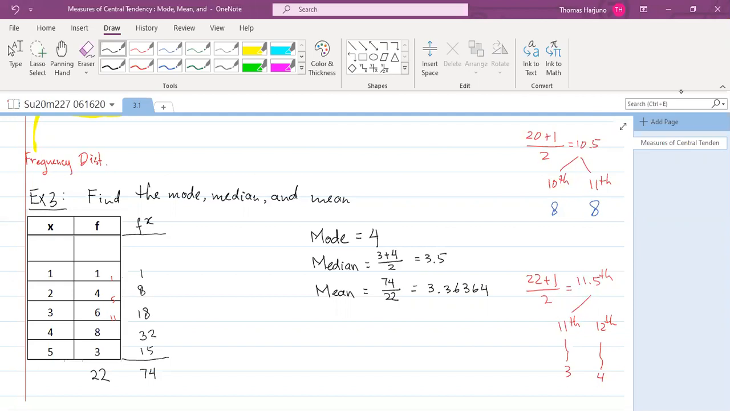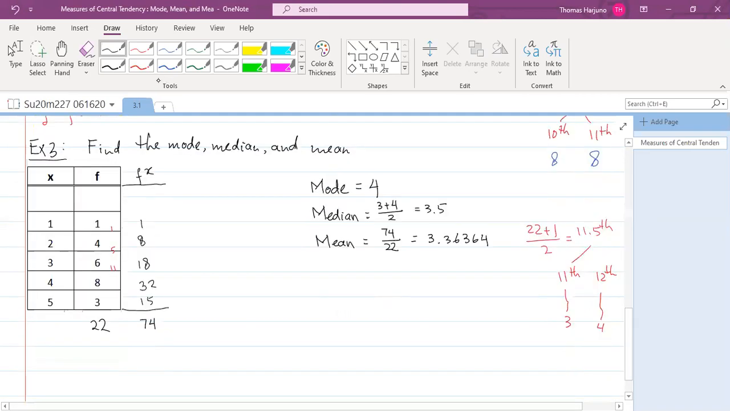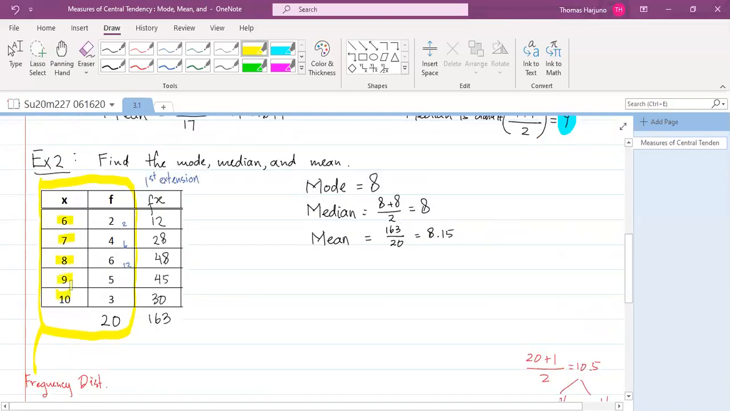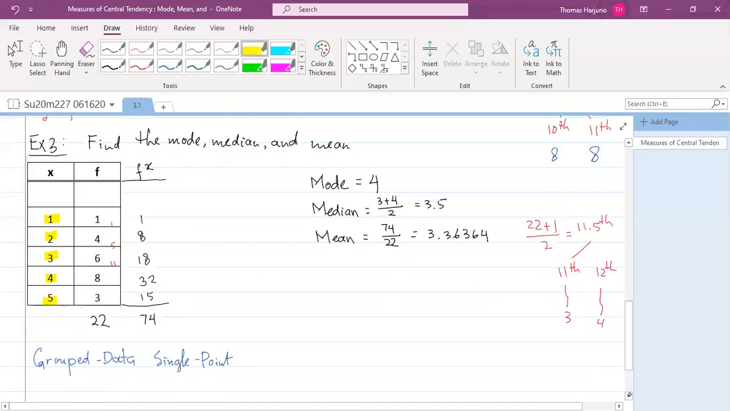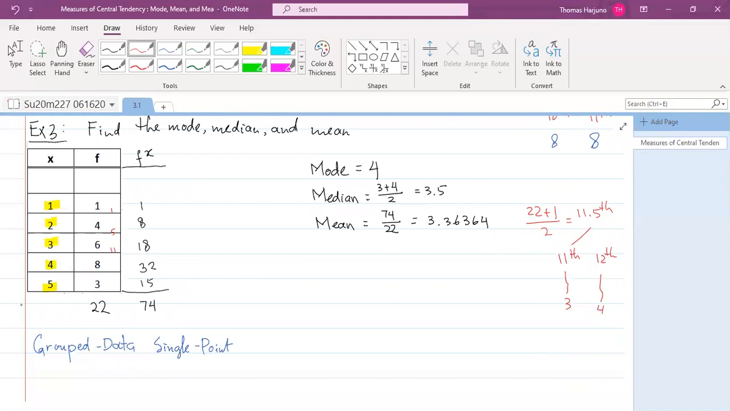That's for frequency distribution, or I usually call it group data. But this group data, I have a more special name for this. This type of group data, I call it group data single point. Why single point? Because each class here has exactly only one value. That's why we call that single point.